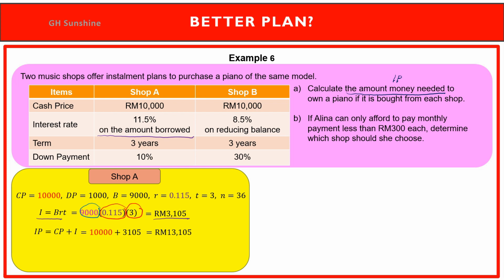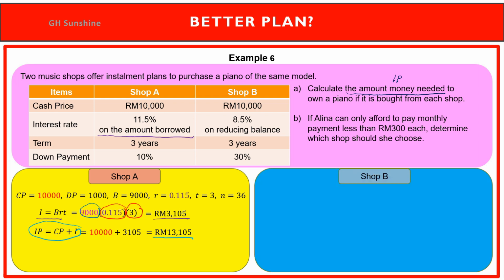So here, we use this formula, IP equal to CP plus I. Substitute cash price and interest amount. Therefore, the amount money needed to own a piano if it is bought from shop A equal to RM13105. Okay, next, what is the installment price for shop B?